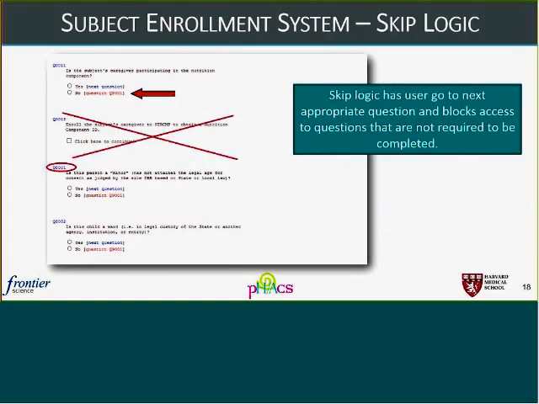There's skip logic embedded in the subject enrollment system. So the skip logic will bring you to an appropriate question and will block you from other questions that aren't required to be completed. So with the example shown here, if you choose no for question 11, it says question 8001, and you'll automatically be brought to 8001 and you won't see question 12.